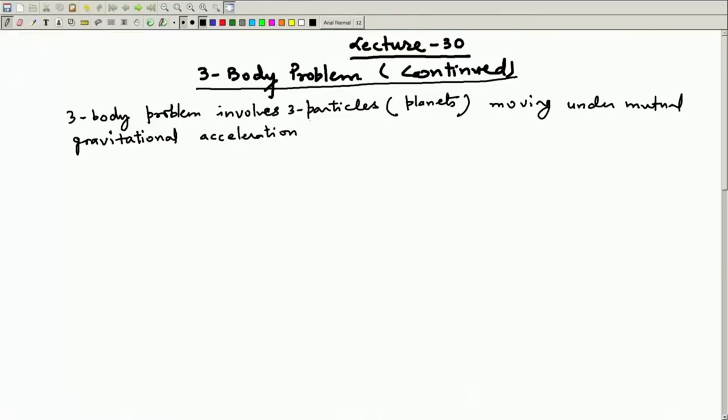Welcome to lecture number 30. So, we have discussed the three body problem in the last lecture, and we will continue with that. The three body problem involves three particles. Basically, Newton's law is applicable for particles.